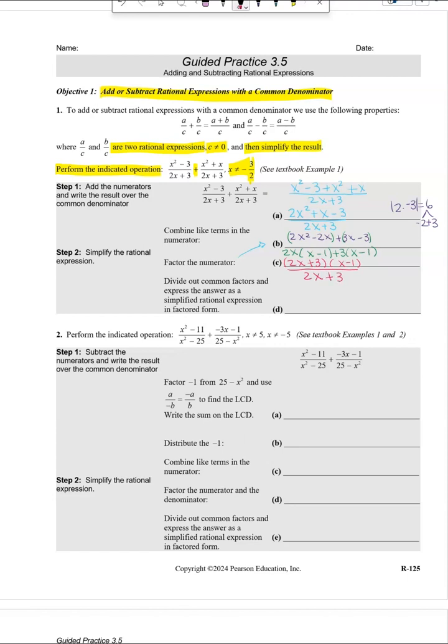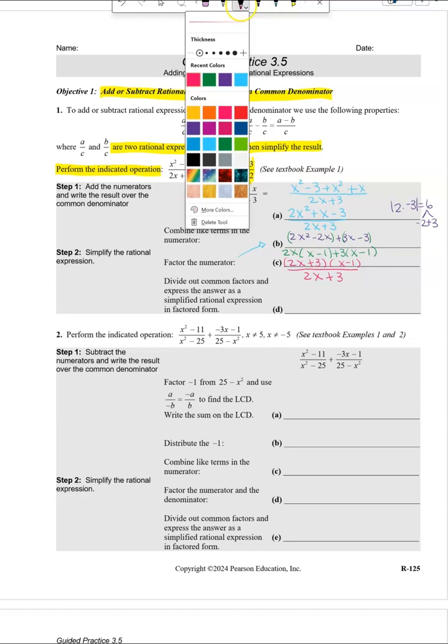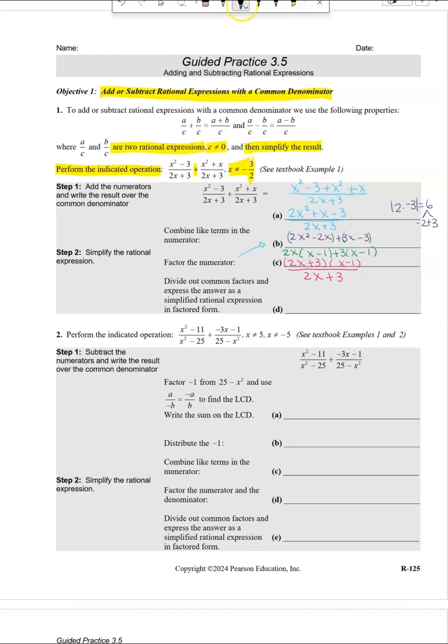Okay? Now, our next step is divide out common factors and express the answer as a simplified rational expression in factored form. Let's grab our blue and do our cancellation. Our 2x plus 3 will cancel, and our final answer is going to be x minus 1. Okay, that's how you do it, guys.